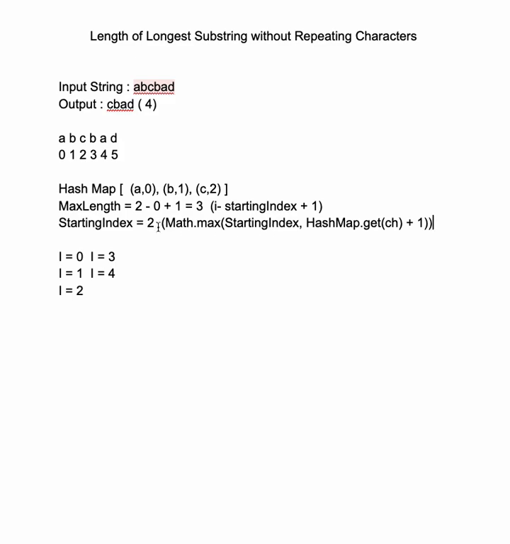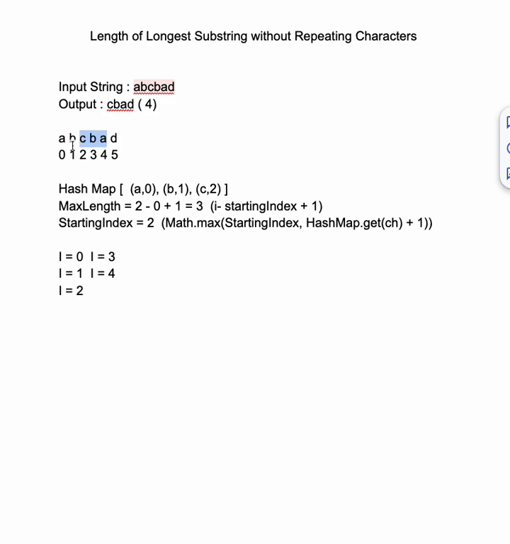So the starting index would still be 2, and the length of the longest substring ending at I equal to 4 would be nothing but CBA. We are not updating the starting index here because the starting index value which already got updated is greater than the hash map dot get of A plus 1.